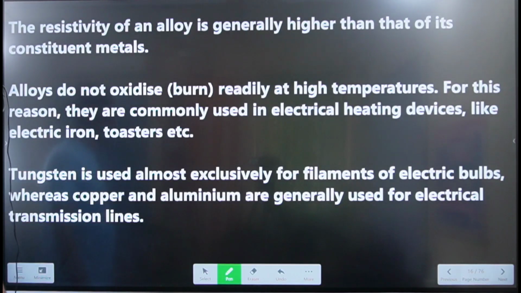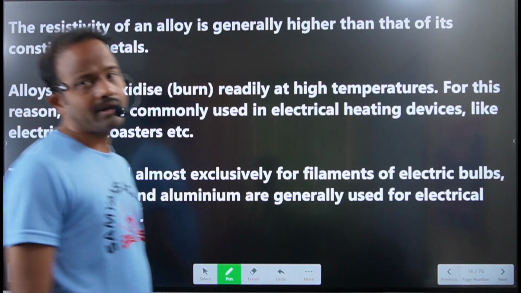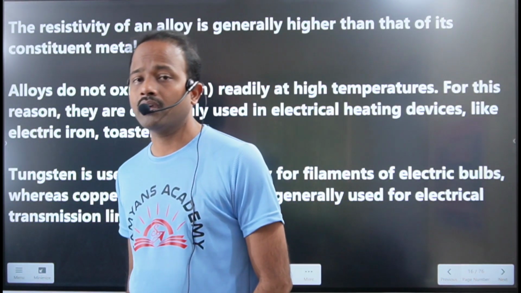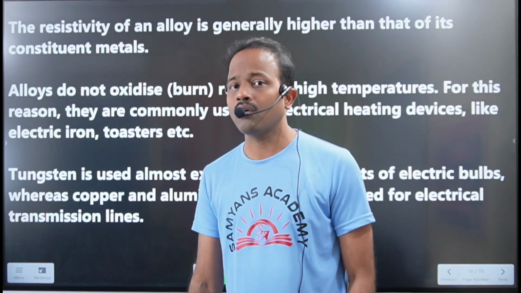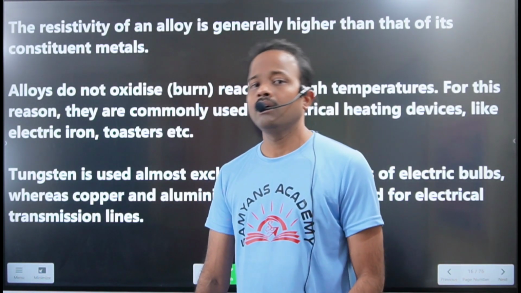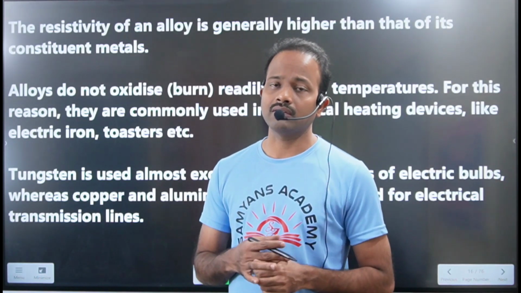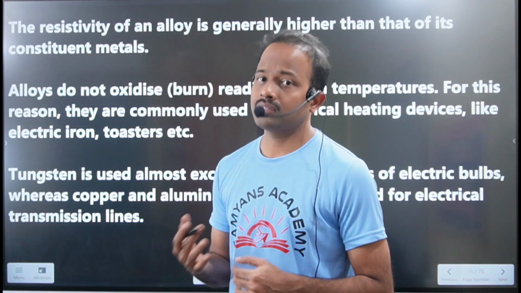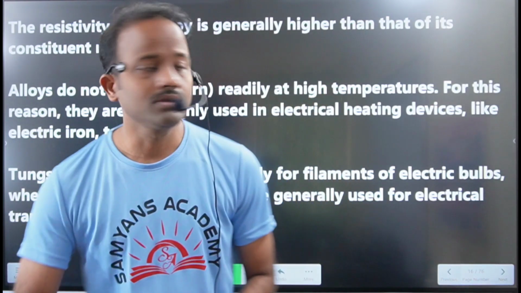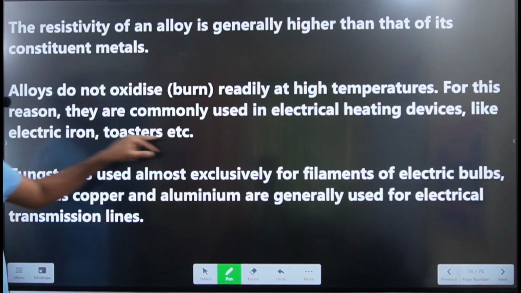Alloys do not oxidize and do not get burned readily at high temperatures. For this reason, they are commonly used in electrical heating devices like electric iron, toasters, etc. ఎలక్ట్రిక్ గీజర్స్ లో కానీ, టోస్టర్స్ కానీ, ఐరన్ బాక్స్ కానీ, వాటిలో వాడే కాయిల్స్ అల్లాయ్ తో చేసినవి వాడతారు. ఎందుకు అంటే ఆ డివైసెస్ కి ఎక్కువ టెంపరేచర్స్ కావాలి, ఆ టెంపరేచర్స్ తట్టుకునేలా ఉండాలంటే హై రెసిస్టివిటీ ఉండాలి. They do not get oxidized and do not get burned easily.